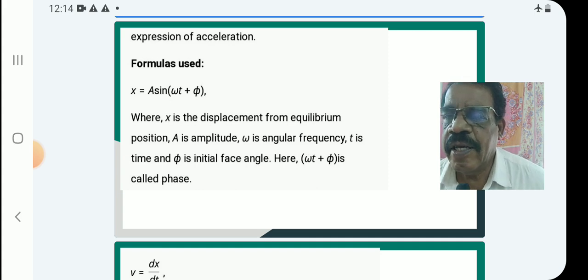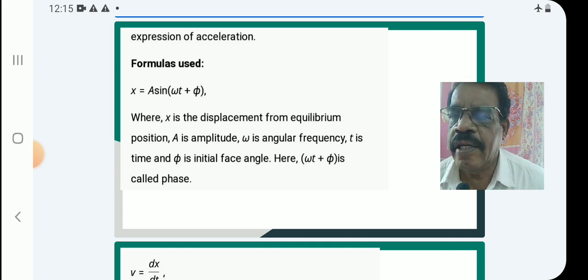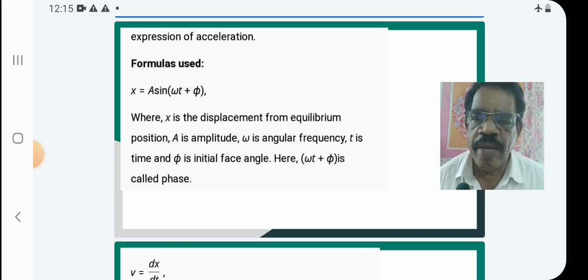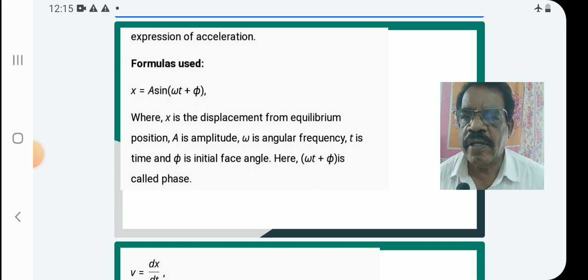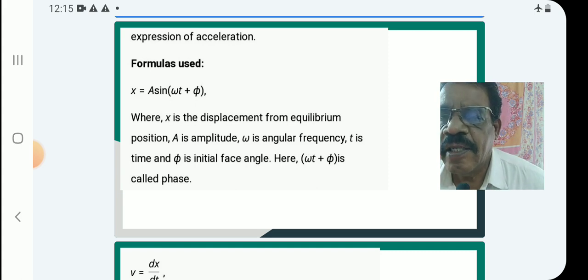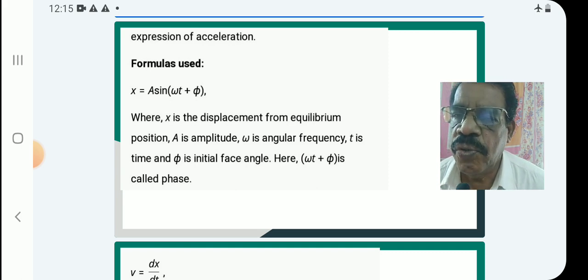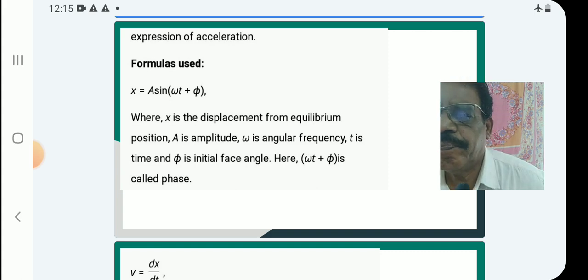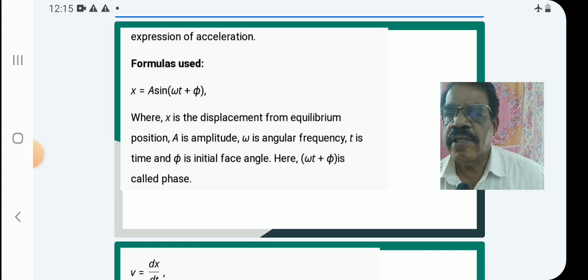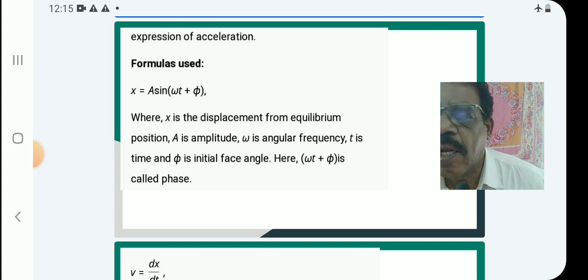x is the displacement, a is the amplitude, omega t plus phi is the total phase, and phi is the initial phase. In the place of phi, we can write epsilon also. In the previous class, we have seen epsilon. Any symbol we can use at our convenience. Here, this is the equation for SHM. Here, x is the displacement from equilibrium position.